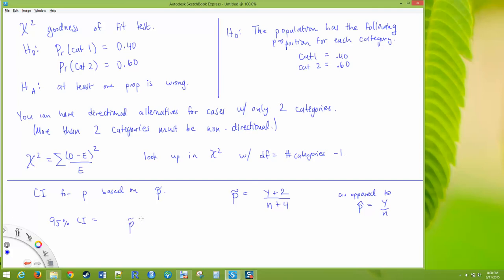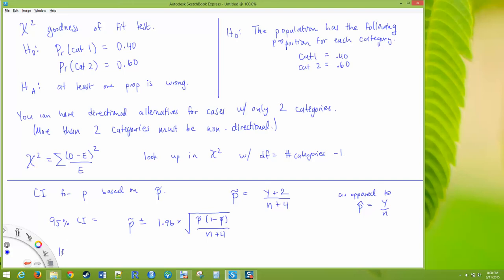P tilde plus or minus 1.96 times the square root of P tilde times 1 minus P tilde divided by N plus 4. Okay.